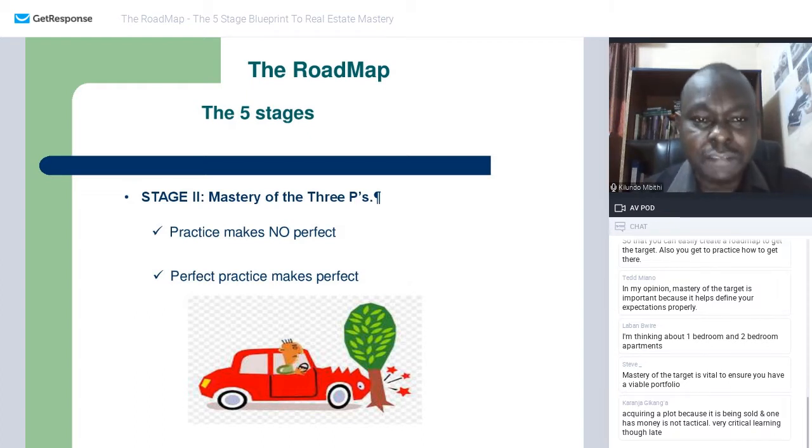Once you've mastered the first stage, which is the target, you've pinpointed this is the asset class that I need to buy, then you need to start small, as small as possible. Start with 1, 2 million, 3, 4, 5 million. Your definition of small may vary, but this is the reason why starting small is very crucial. You're going to make mistakes. Let me promise you that.